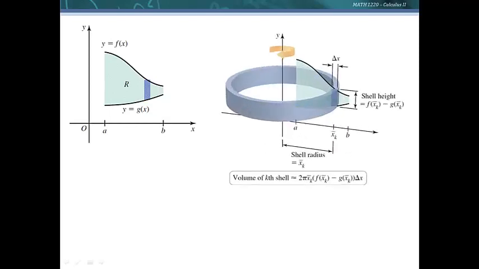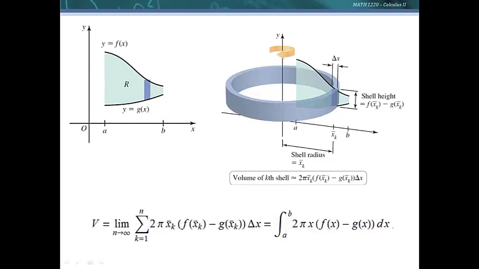So let's look at this a little bit closer and see if we can express this by looking at one of those cylindrical shells. If we had cut it open and spread it out, the length would be the circumference. So that would be 2 pi x bar sub k, some representative x wherever we are there. And the height would be the upper function minus the lower function at that x bar sub k. So in our case, f of x bar sub k minus g of x bar sub k.